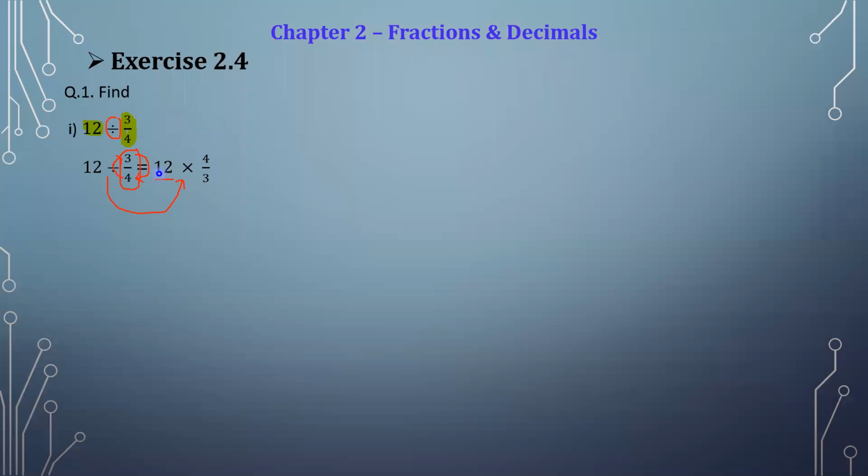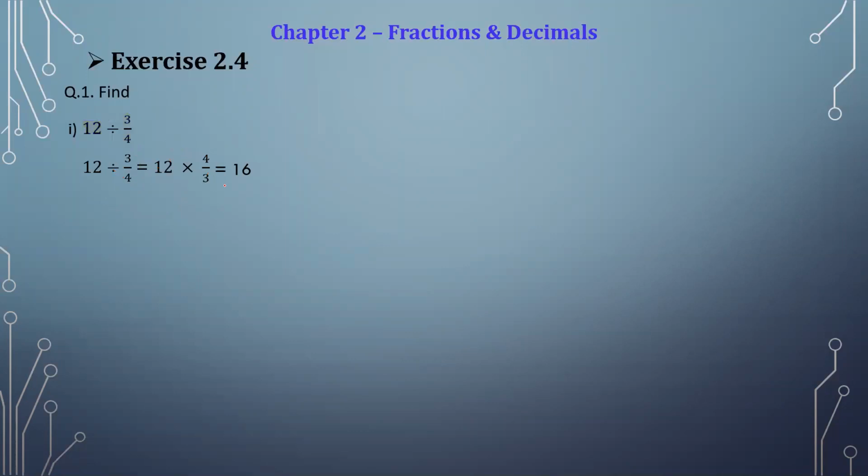Now you are familiar with the multiplication operation for whole numbers and fractions. Here you can either multiply 12 and 4, or you can divide 12 by 3. It is possible, since 12 is divisible by 3. 3 ones are 3, and 3 fours are 12, so you can divide 12 by 3. Now you can perform the multiplication of 4 and 4. 4 into 4 will be 16. So 16 is the final answer for the first division, 12 divided by 3 upon 4.